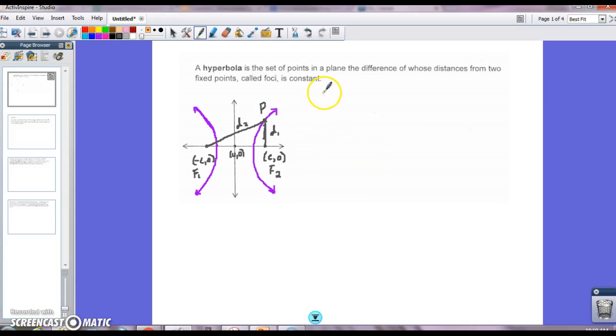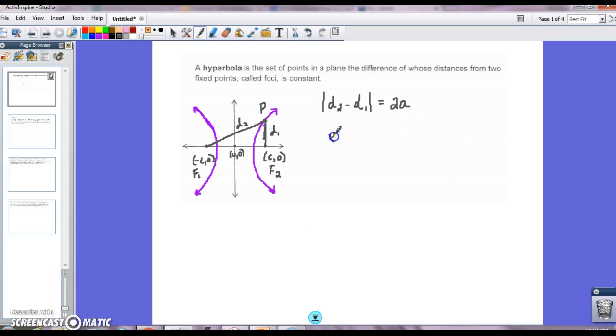But if I take the difference of those, and I'm going to take the absolute value because it just depends on the order that you do it, and remember, distance is always positive, that distance is always going to be 2a. It must be constant, and it's always going to be 2a. That's by definition what a hyperbola is, and so we're going to use that concept when we're doing these application problems.